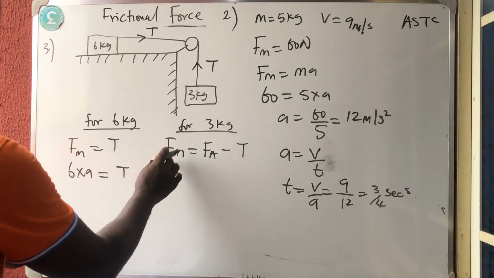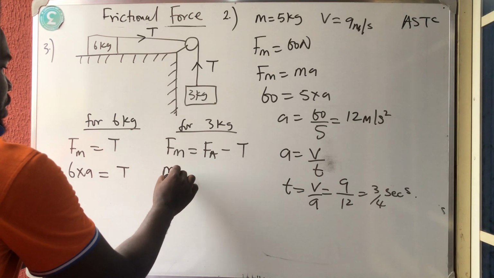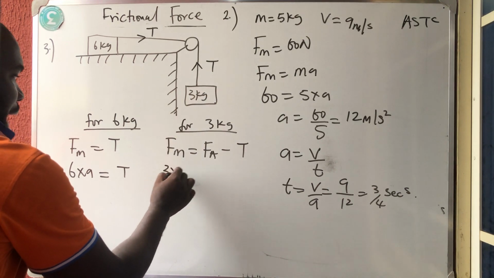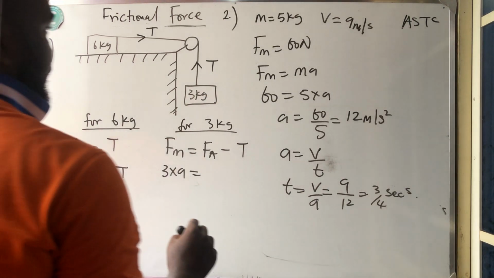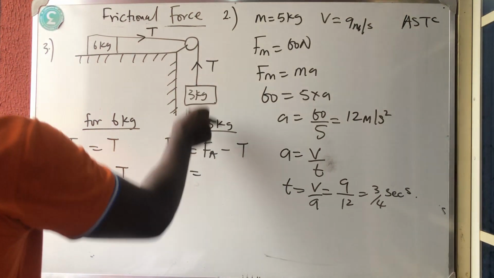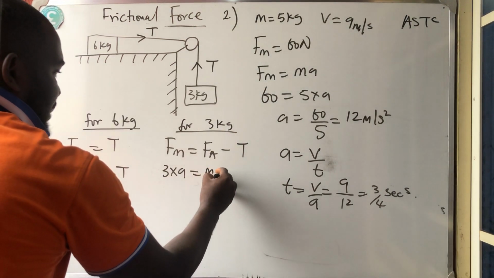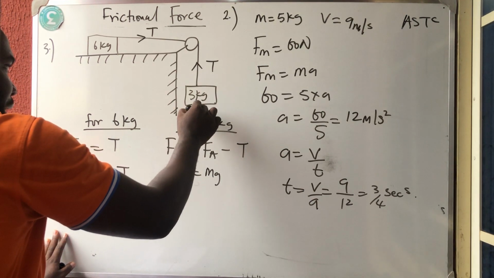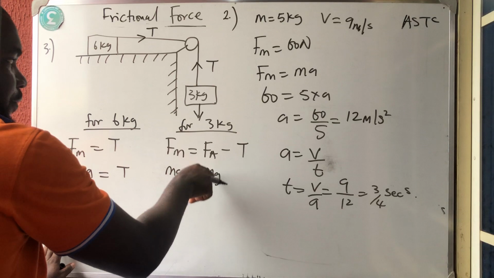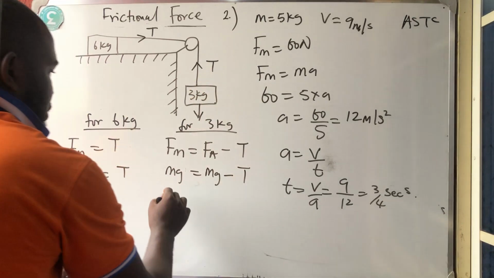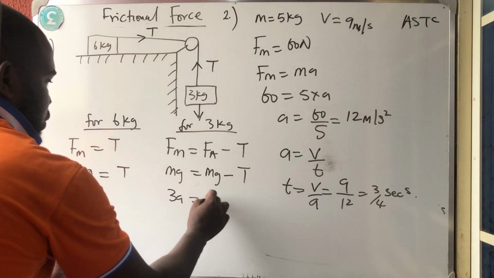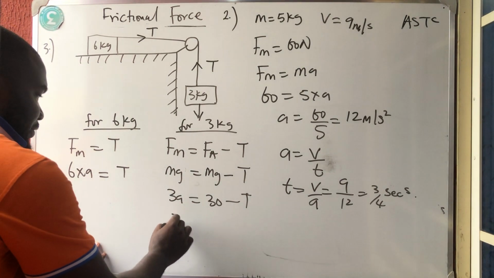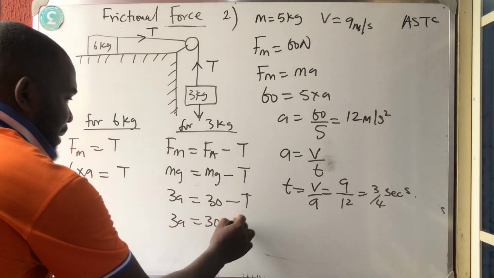So I'm having that this is MA. I know that you know the formula for this MA. So 3 times A is equal to what? The applied force here is the weight of this body, which is mg. Let me just write it. This one is MA. The weight of this body acts downward, so that is the applied force here, while I still have my tension. So 3A is equal to 30 minus T. But I know that my T is 6A, so 3A is equal to 30 minus 6A.